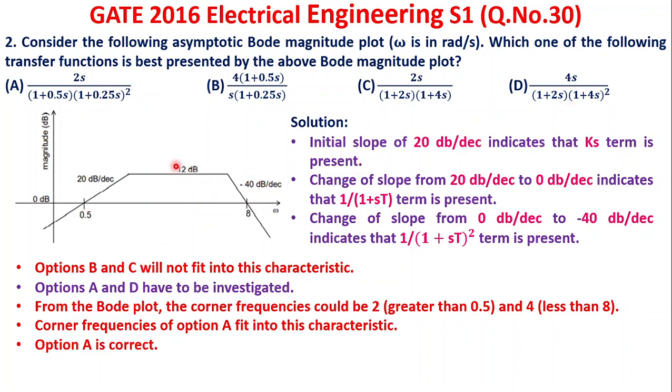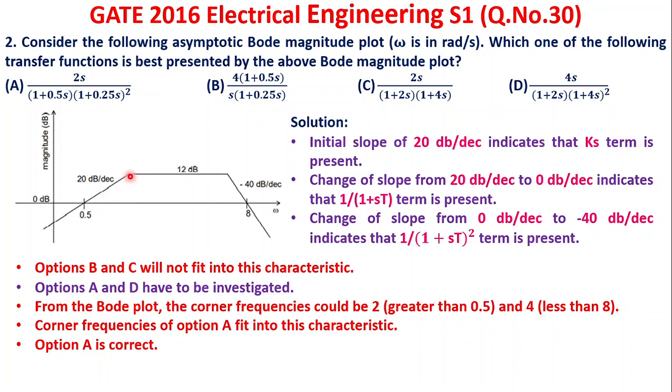Just by seeing this plot, what we can understand is that initially we have a 20 dB per decade slope up to a particular frequency. Thereafter the slope is 0, which means you have a constant magnitude. Again you have a slope of minus 40 dB per decade. A positive slope of 20 dB per decade, as we have already seen in our regular control systems lecture series, means a K times S term should be present. Here the slope changes from 20 dB to 0 dB, which means a slope reduction of minus 20 dB per decade at this corner frequency, which we have to calculate.